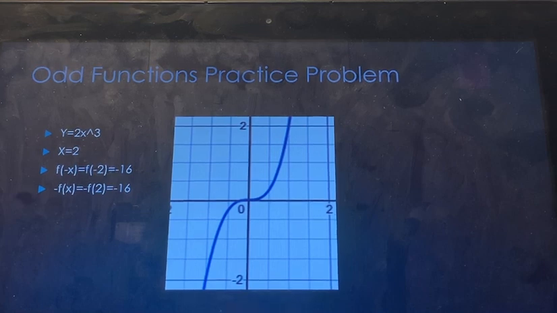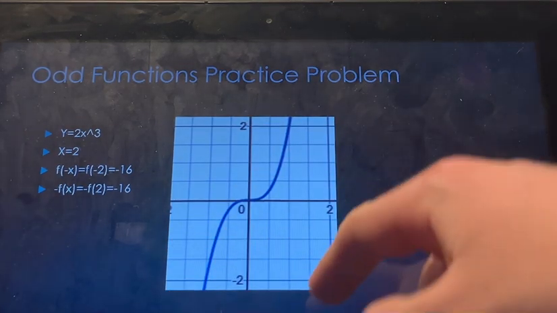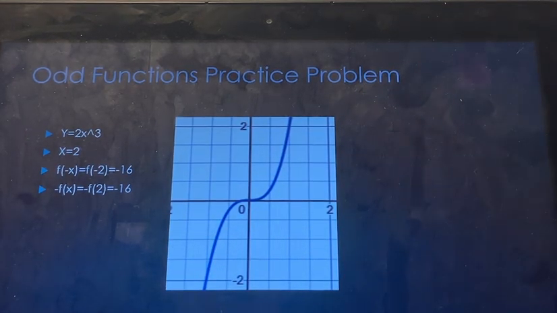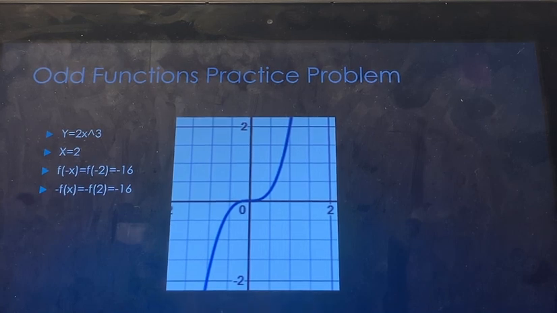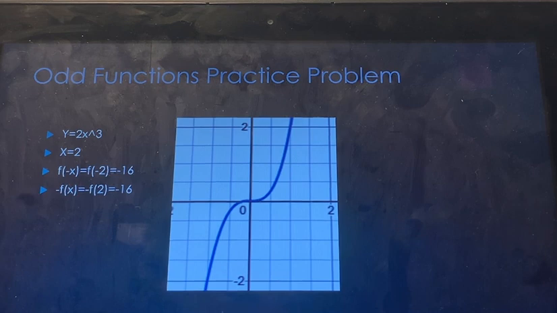Now, let's look at the graph. We see that it's going down here and up here. Well, those are opposite actions. As x approaches negative infinity, f of x approaches negative infinity. As x approaches positive infinity, f of x does not approach negative infinity. It goes up and approaches positive infinity.